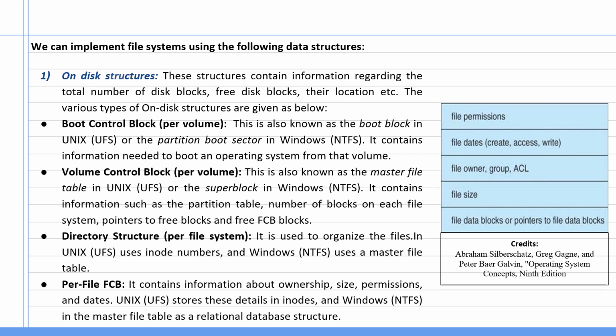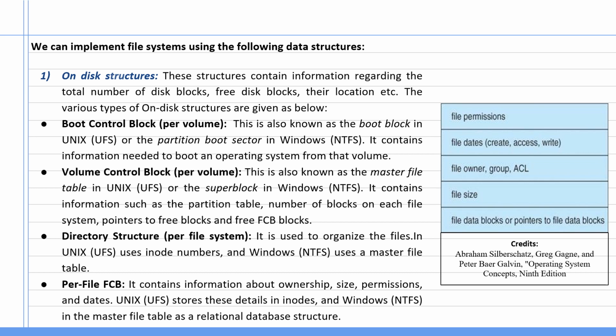Now boot control block contains information needed to boot an operating system from that volume. Then volume control block. This is also known as the master file table in Unix, UFS, or the super block in Windows. It contains information such as number of blocks on each file system, pointers to free blocks, free FCB blocks, and partition table.